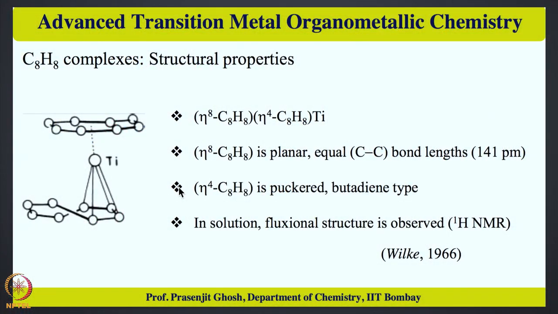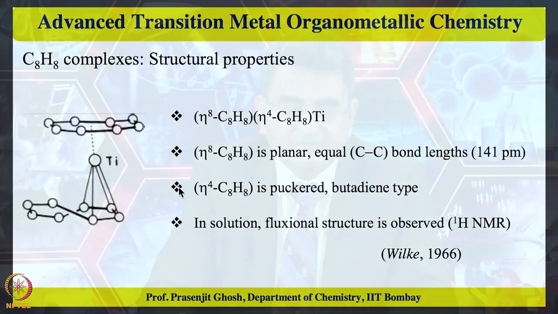So, after synthesis we are going to move on to the structure and properties of transition metal C8H8 complexes. And one such example that we are going to be talking about is bis C8H8 complexes. However, the binding of these two C8H8 ligands are quite different, and they bind in two different fashion, one binding in an eta 8 mode and the other binding in eta 4 mode.